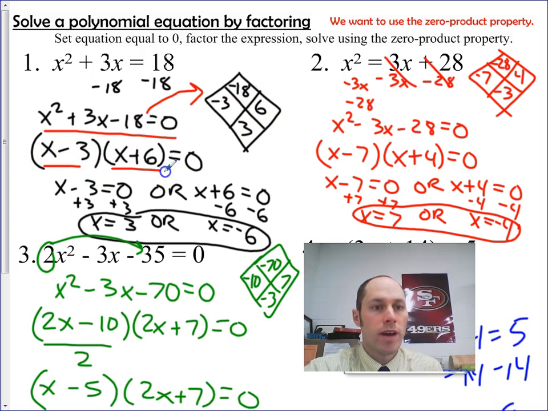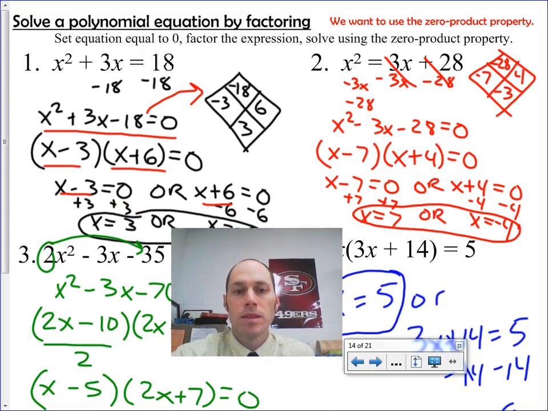So here are my two factors. Either x minus 3 equals 0, which means x is 3, or x plus 6 equals 0, so x is negative 6. So my two solutions are 3 and negative 6.